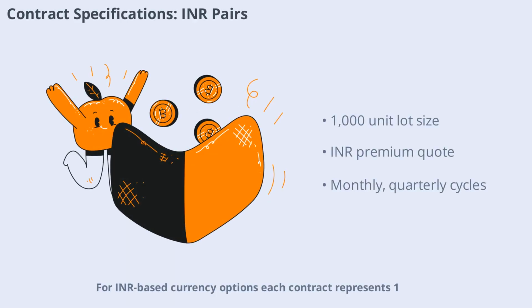For INR-based currency options, each contract represents 1,000 units of the underlying currency, USD, EUR, or GBP, or 100,000 units for JPY. Premiums are quoted in INR and the minimum tick size is 0.0025. Trading hours run from 9:00 a.m. to 5:00 p.m. Contracts are available in monthly and quarterly cycles, with multiple strike prices provided for each expiry. Settlement is cash-based, using official reference rates.